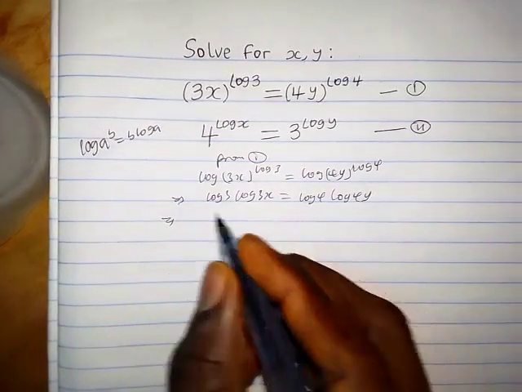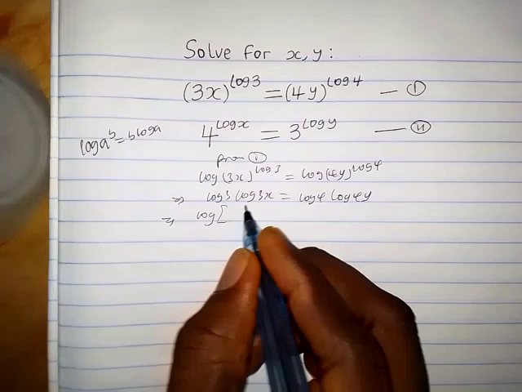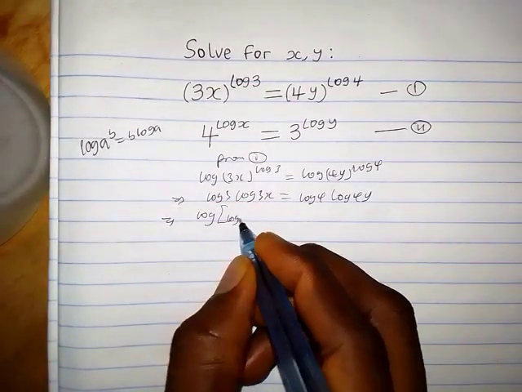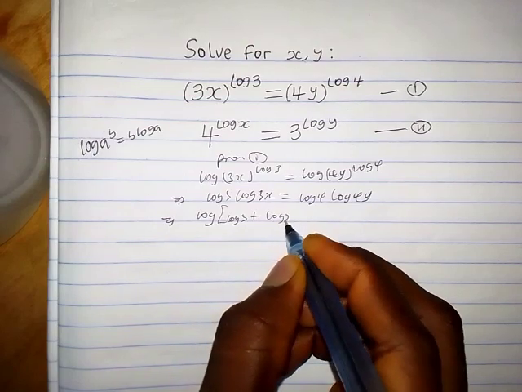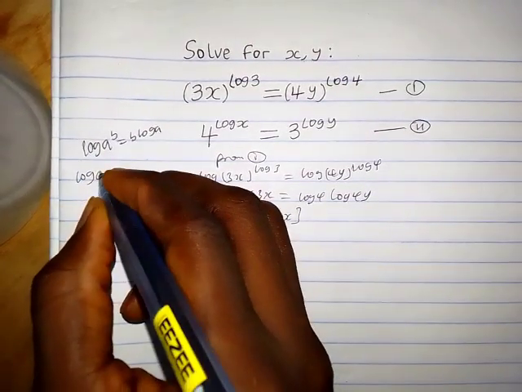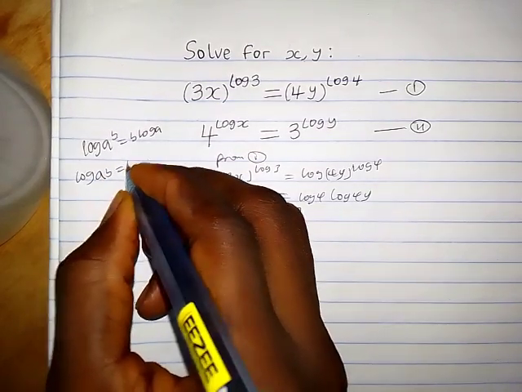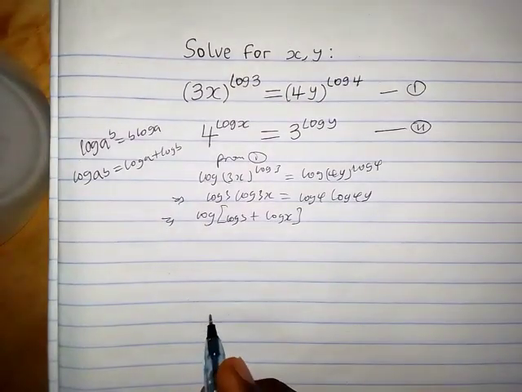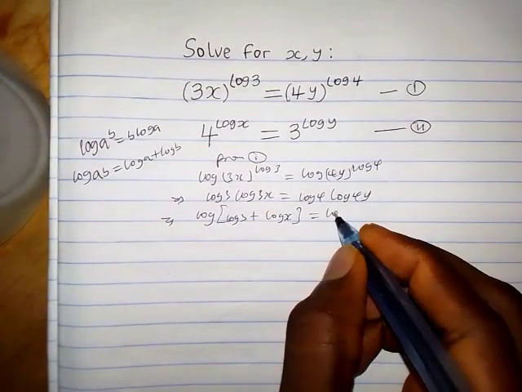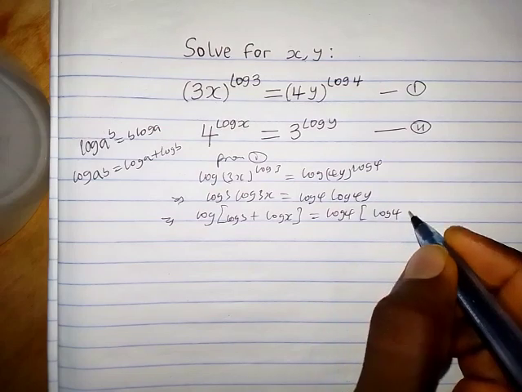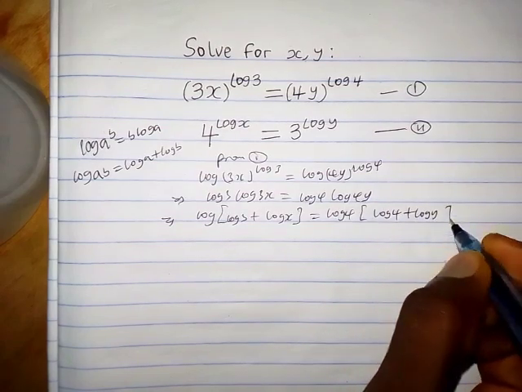But log 3x can be written as log 3 plus log x, by applying the product rule of logarithm, that whenever we have log ab, it is the same thing as log a plus log b. So equals log 4 times log 4y, which we can also write as log 4 plus log y.